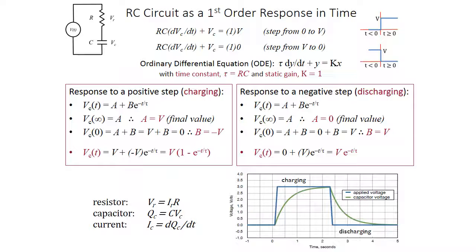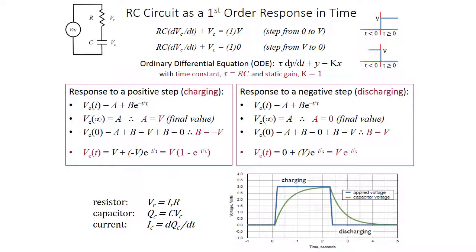Likewise, you have a step down as well in the one underneath that. At any time less than 0, you have, I don't know, 1 volt, 5 volts, and then immediately at t equals 0, you're shutting that signal off. And the ordinary differential equation for that is shown there, tau dy/dt plus y equals K of x, with your time constant tau equals RC and your static gain K equals 1. And these are, again, the differential equations in order to solve these.